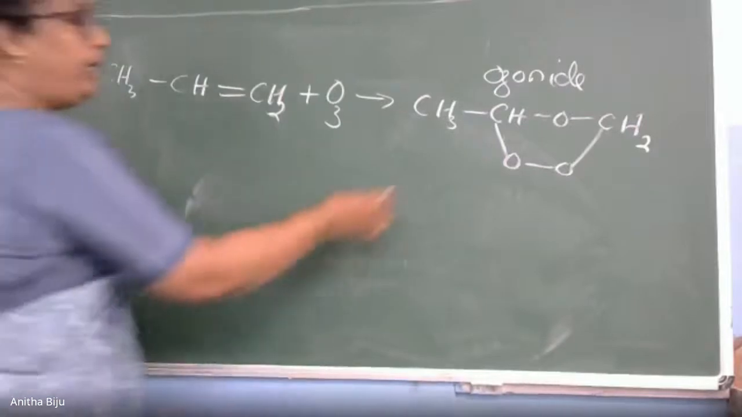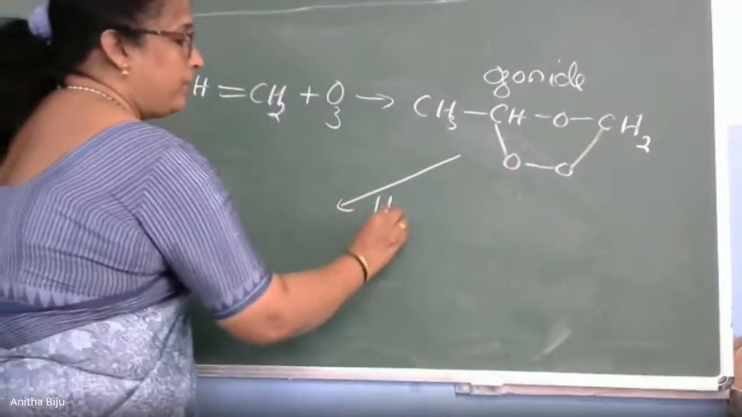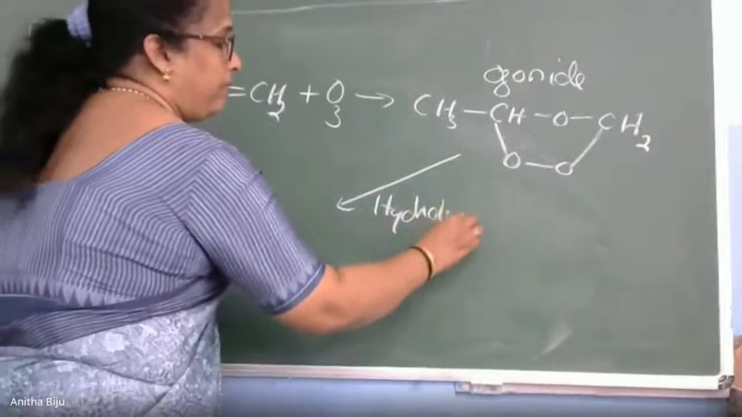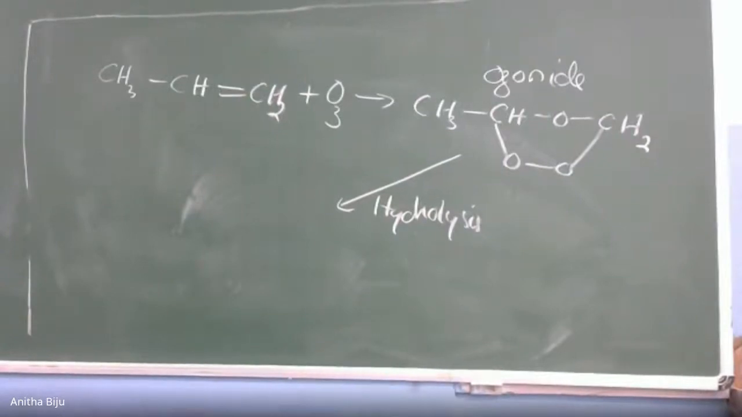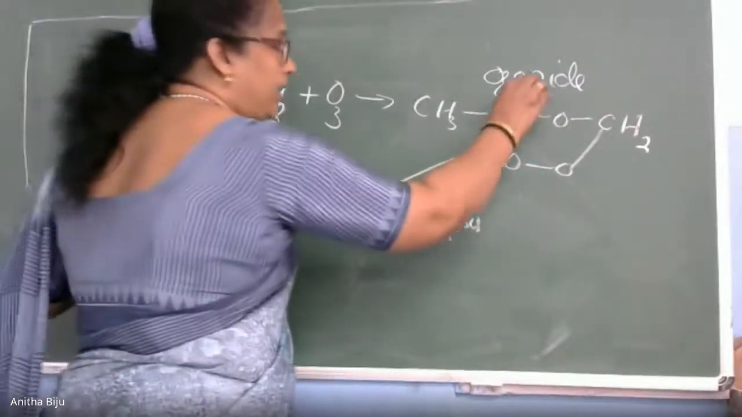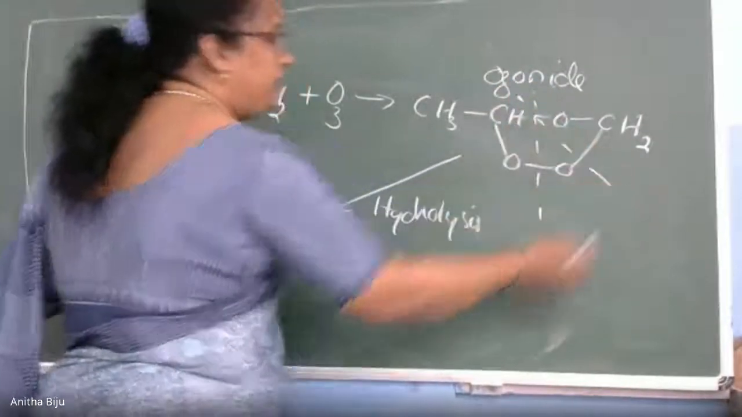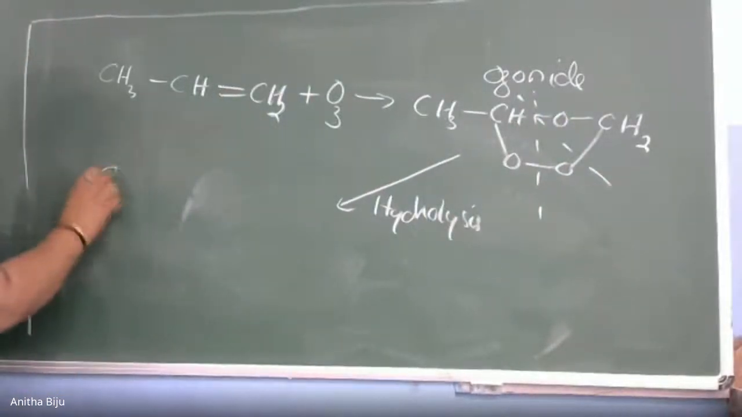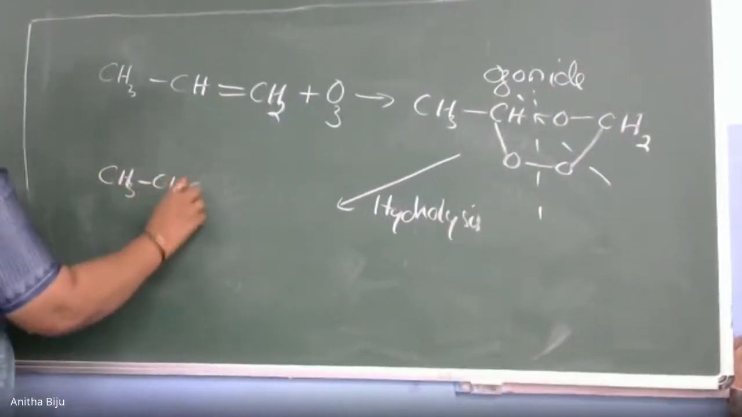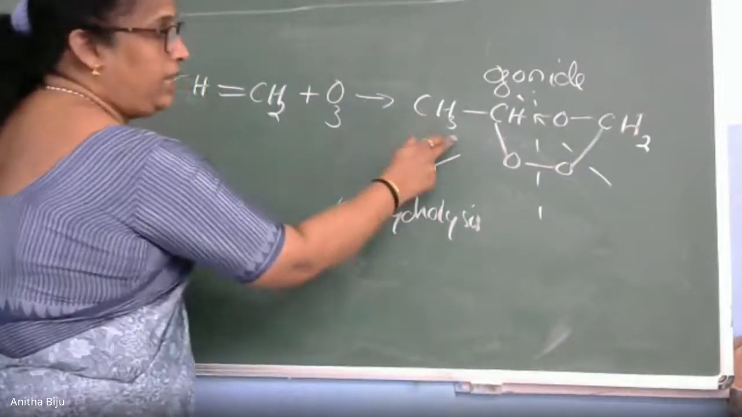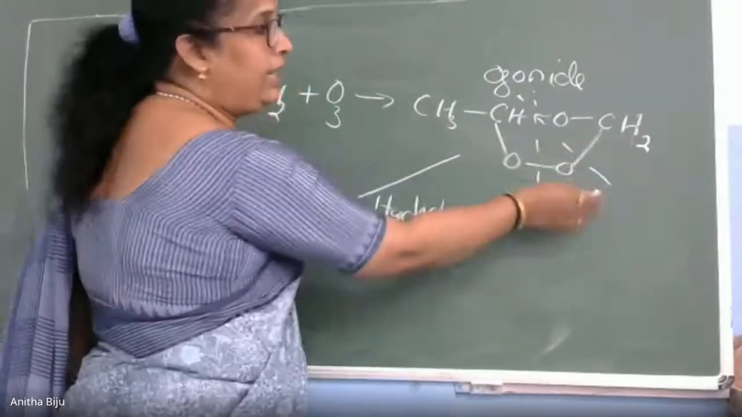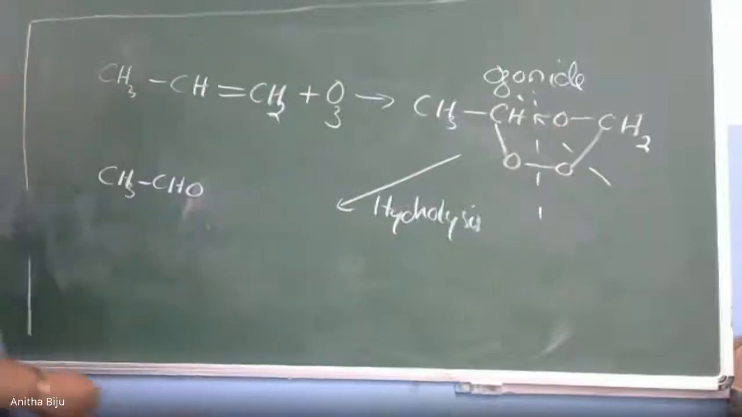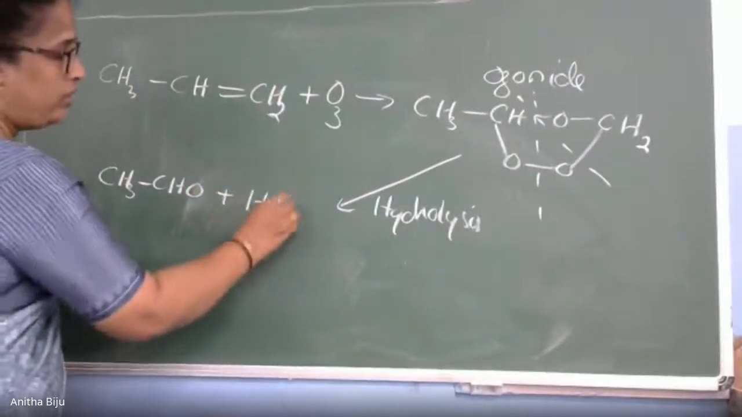And this ozonide on hydrolysis, and if the reaction takes place in presence of zinc, the reaction rate will be more. Simple hydrolysis resulting, look, there is a cleavage which takes place in this way. We get two aldehydes: CH3CHO, one aldehyde. Here also we will get another aldehyde, CH2O. CH2O means HCHO.